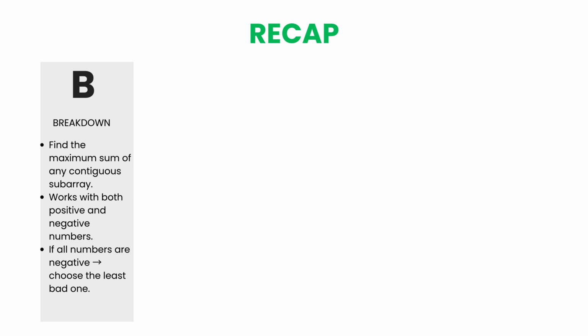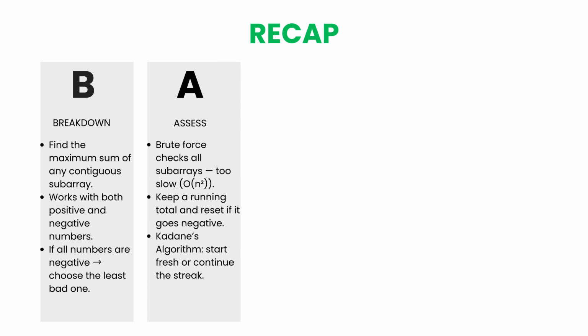Let's have a quick recap. Breakdown recap. This problem asks for the maximum possible sum of a contiguous subarray, essentially, the best slice of numbers you can take from the array. It's simple in wording but powerful in concept, because it's all about identifying where a subarray should start and stop to maximize value, even when negatives appear.